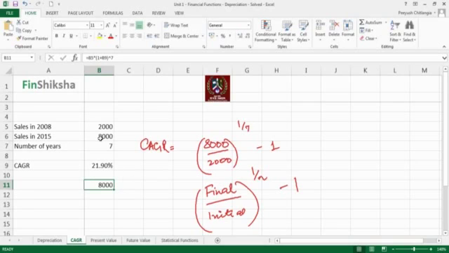I'll repeat the formula. Essentially, we are trying to solve the simple equation of a number, 2000 in this case, growing at a certain rate g for a certain number of years and giving us the final value.